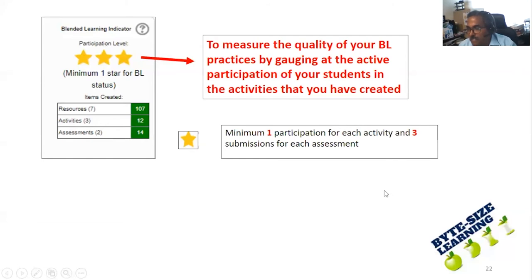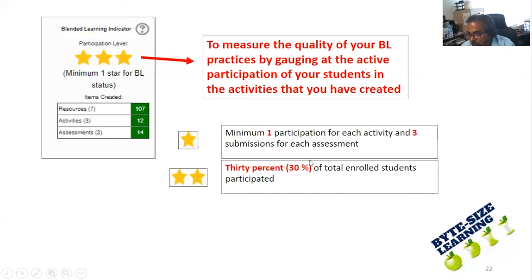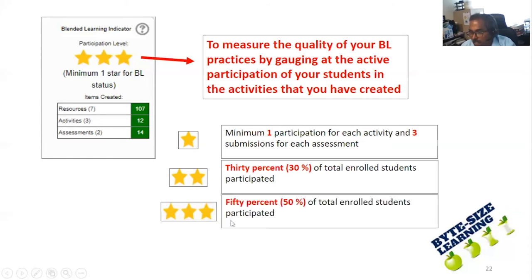Now, 30% of the students, in our case about 30% out of those 150 students, if you get 30% of the students fulfilling that, that's good enough already. 50 students participating, you get 2 stars. If you get more than 50%, more than 75% of students participating, you will get a 3-star. So that's the meaning of the stars that appear on your page.